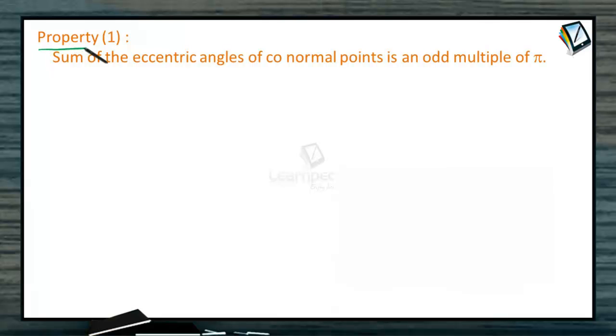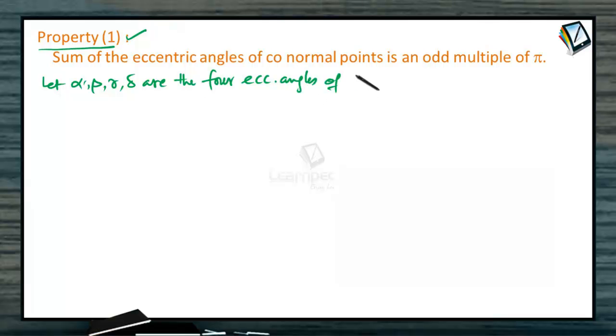The properties of these conormal points. First property among them is: the sum of the eccentric angles of conormal points is an odd multiple of pi. Now, how can you find the sum of these eccentric angles? First of all, let us take alpha, beta, gamma and delta. These are the four eccentric angles of the conormal points on the ellipse.